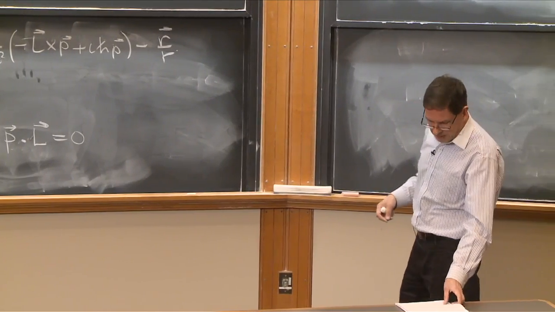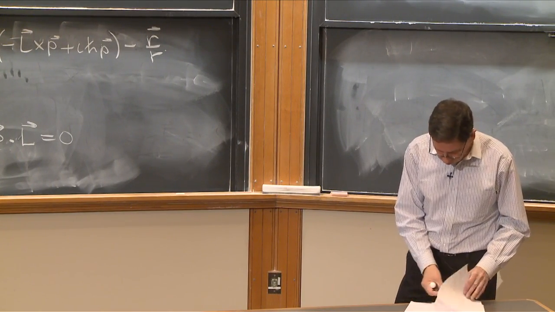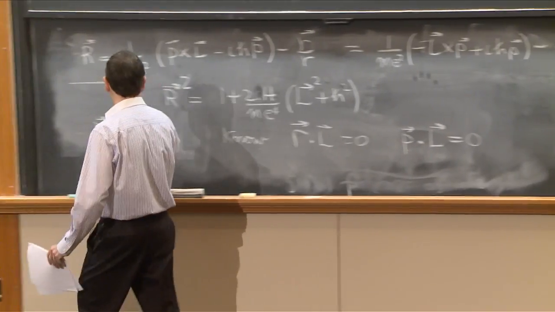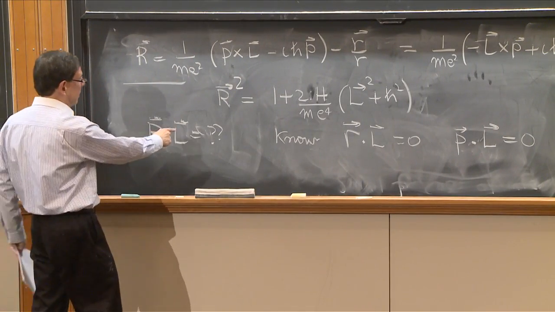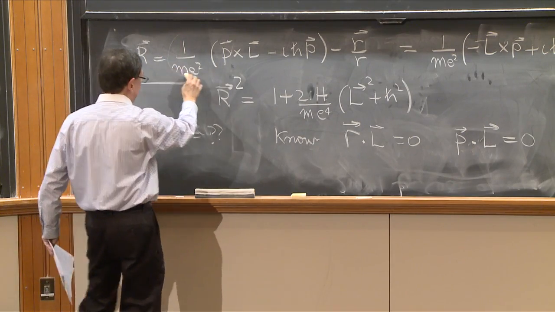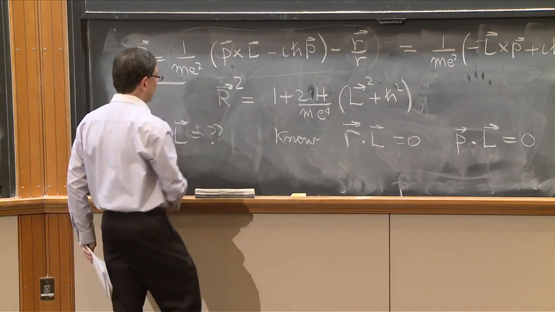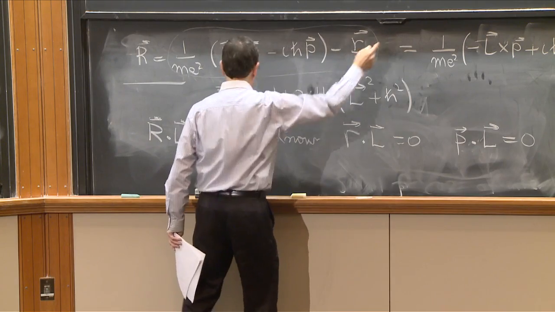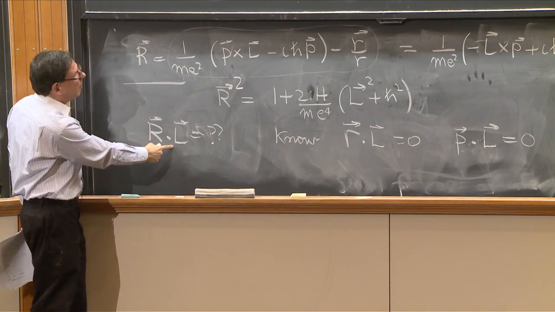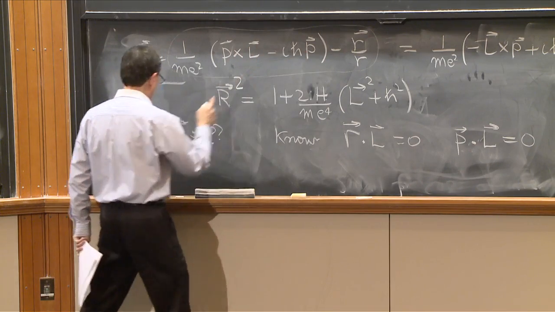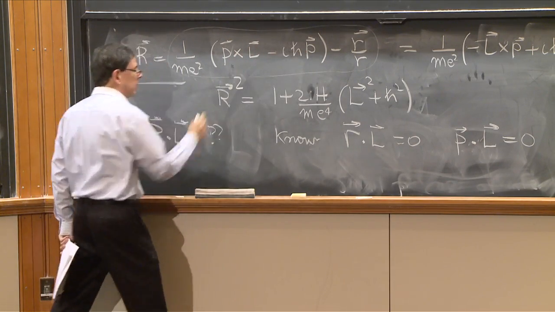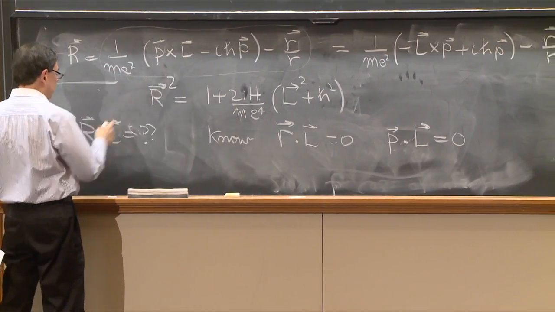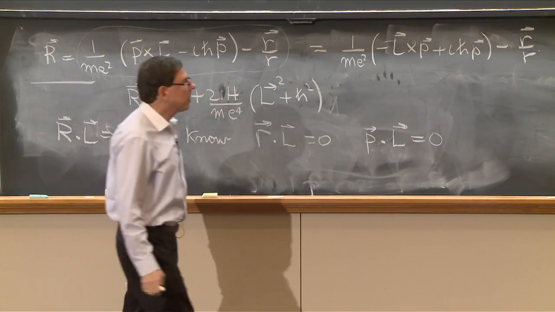So if you have R dot L, think of this whole R and put an L on the right. Well, this little r dotted with the L on the right would be 0. That P dotted with L on the right would be 0. And we're almost there, but P cross L dot L, well, what is that?